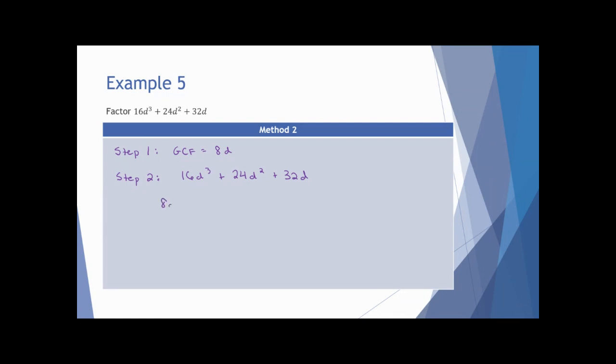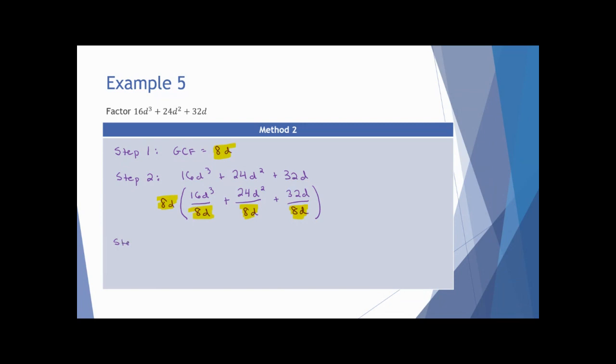Then the next step is to write my GCF in front and then put everything that I have as a fraction over my GCF. So I have 16d cubed over 8d plus 24d squared over 8d plus 32d over 8d. So I have that GCF, I put it in front, and then I write it on the bottom of all these fractions I created.